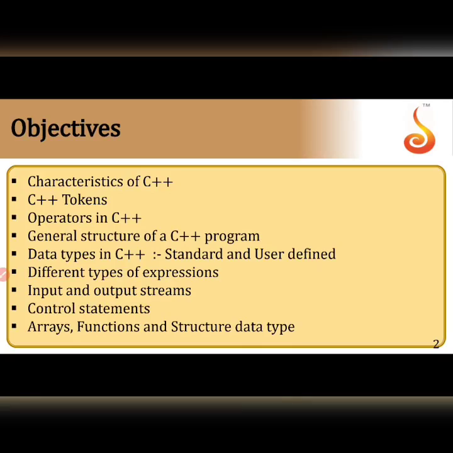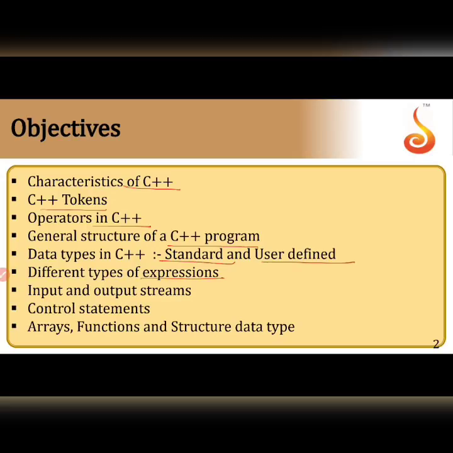The objectives, that is what are we going to learn in this chapter? We are going to study about characteristics of C++, tokens, operators in C++, that is what are the different types of operators and what are the symbols used and what does it evaluate to. The general structure of a C++ program with an example, the data types, that is standard, user defined and derived data types, different types of expressions like what is an expression and what are the different kinds of expression and what does it evaluate to.